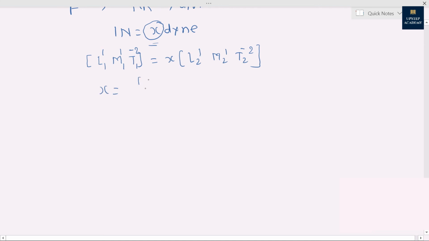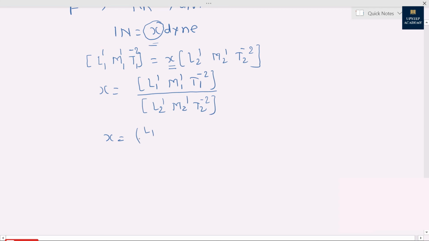X will be L1 raised to 1, M1 raised to 1 and T1 raised to minus 2. X is equal to L1 raised to 1, M1 raised to 1, T1 raised to minus 2 divided by L2 raised to 1, M2 raised to 1 and T2 raised to minus 2. Okay guys, so X is equal to, I will write separately, L1 upon L2, as the powers of L1 and L2 are 1, so there is no need to write the 1.